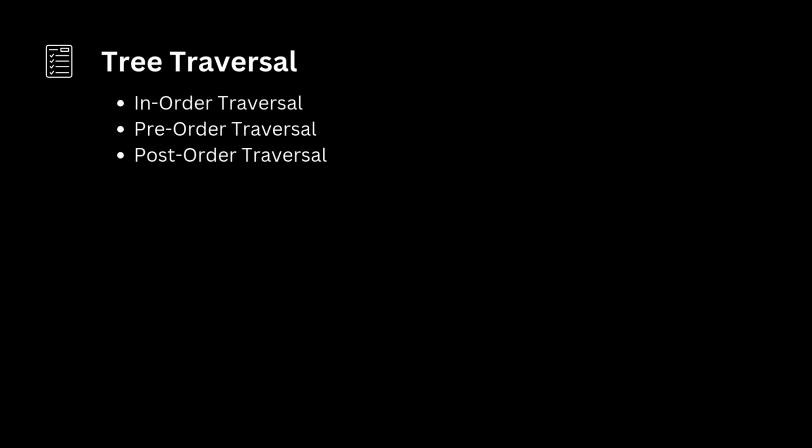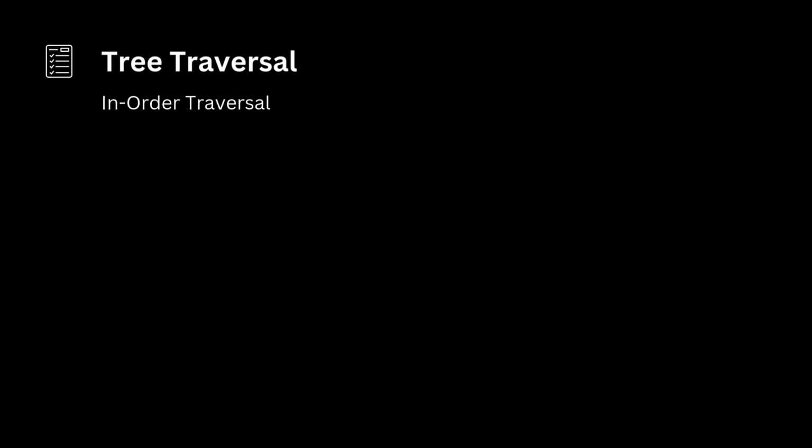Tree traversal. The process of visiting the node is known as tree traversal. There are three types of traversals used to visit a node: in-order traversal, pre-order traversal, and post-order traversal. Let us first see in-order traversal.